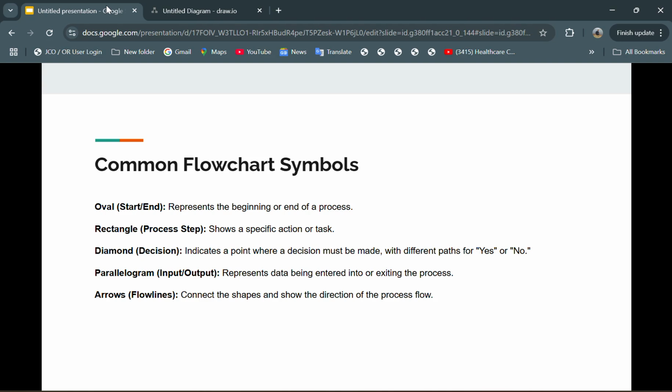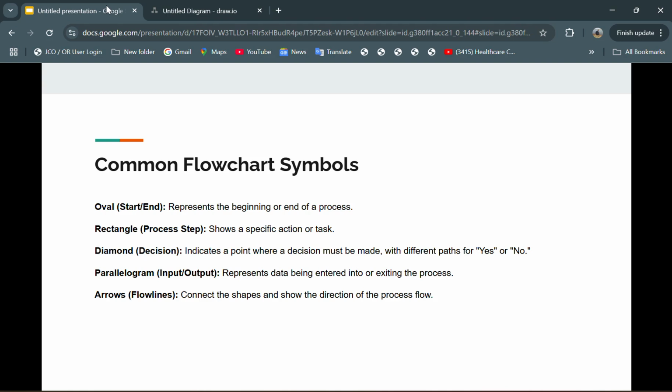And the parallelogram, input output, so it represents the data being entered into the existing process, and how that will flow, the data flow, input output data. So we will draw it in the parallelogram. And the arrows, flow lines, that is also important, how one step of the process will go and connect the steps and show the directions of the process flow. The arrows will help you. So these are the common ones.